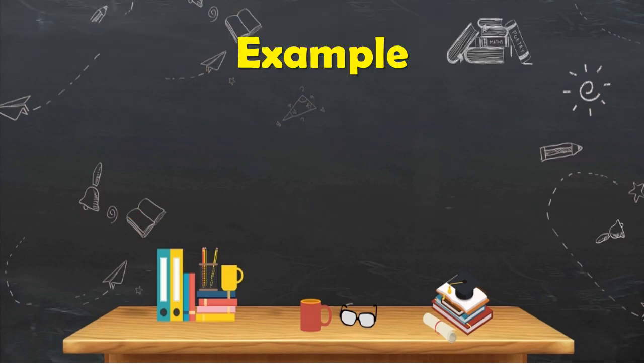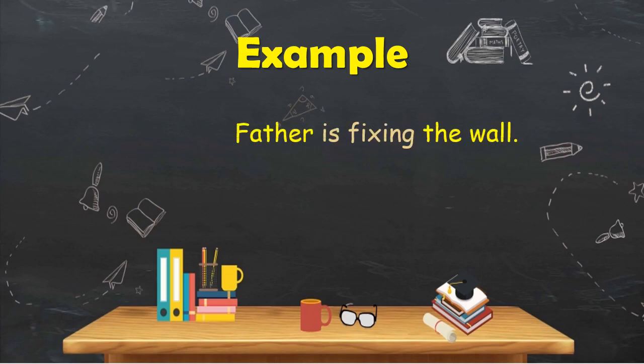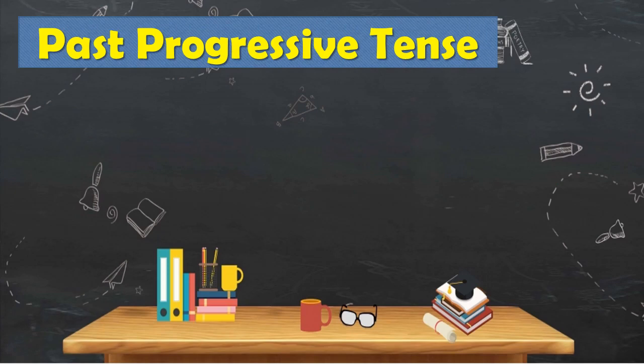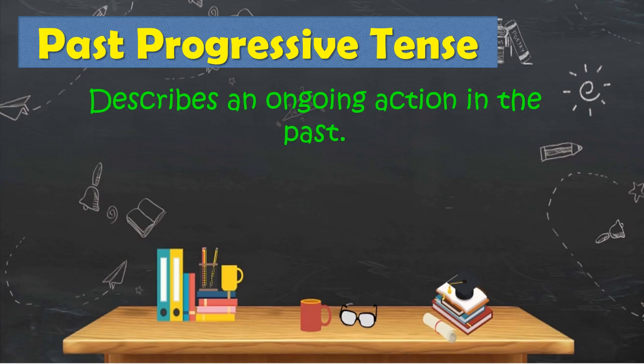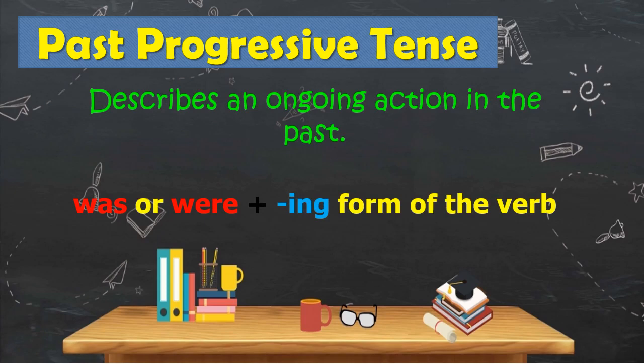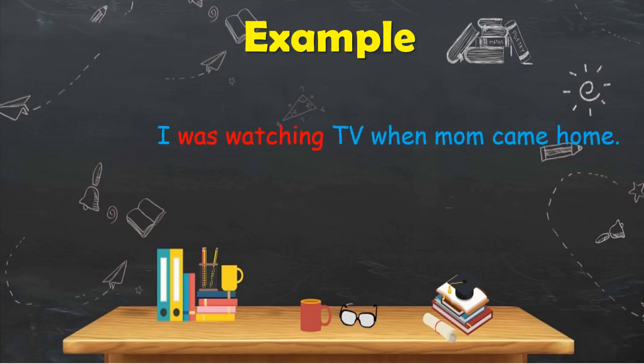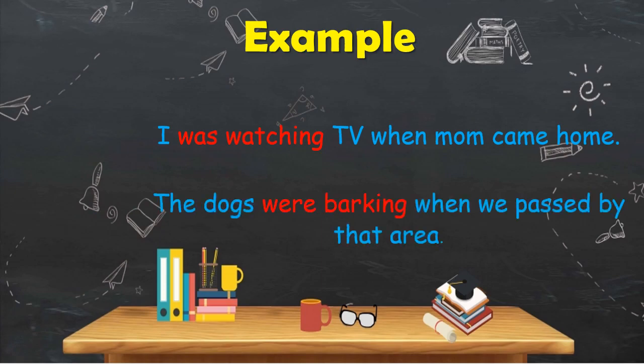For example, father is fixing the wall. Another example, the two teams are giving all they got to win the game. Now, let's proceed to the past progressive tense. The past progressive describes an ongoing action in the past. We are going to use the past form of the linking verb was or were plus ing form of the verb. For example, I was watching TV when mom came home. Another example, the dogs were barking when we passed by that area.